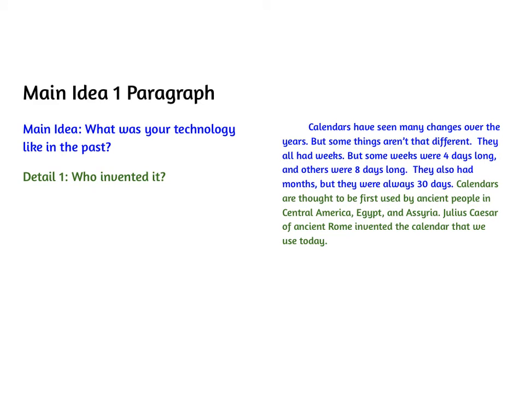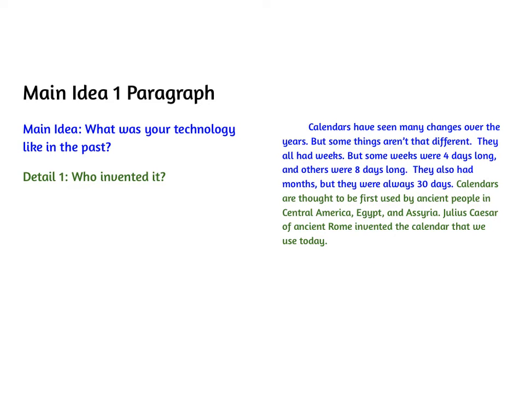So next, we're going to start talking about details. Details tell us more about this main idea. So what was your technology like in the past? Well, who invented it? That has to do with our technology in the past. So we're going to talk about who invented it. Now for me, mine had a lot of information here. Yours may only have one piece of information. It was invented by Alexander Graham Bell. That would be a pretty simple detail.